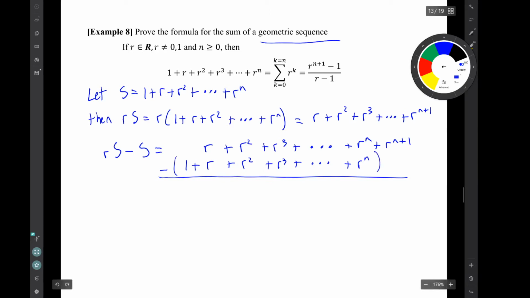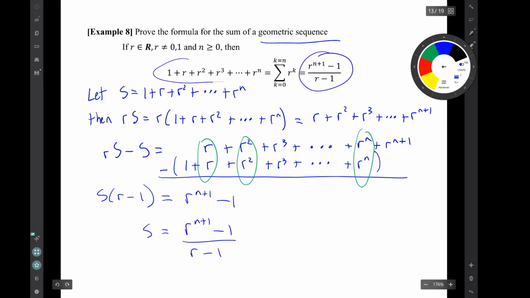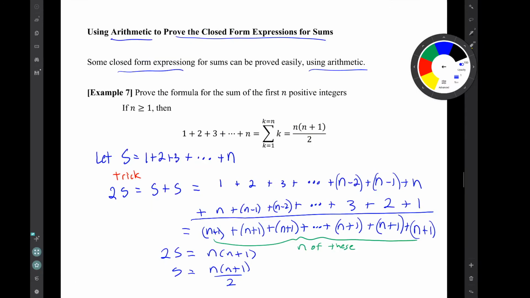Now you can see that the r in the top row is going to get canceled by that r in the bottom row. And that r squared in the top row is going to get canceled by that r squared in the bottom row. And so on, all the way down to that term. So what's going to be left is that. On the left side, notice the left side can be written as S times the quantity r minus 1. So I end up with this expression. That's the right side of that equation. We've shown that this sum equals that expression. So we were able to prove both of these formulas for closed sums, this one involving the geometric sum and this one involving the sum of the first n positive integers.